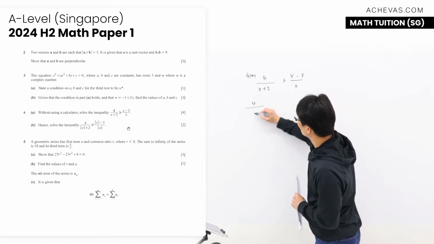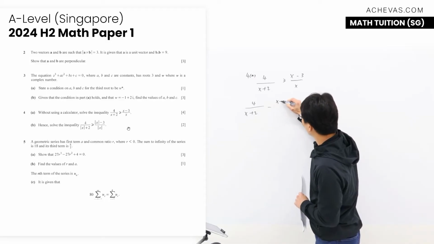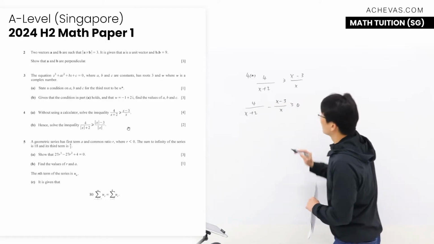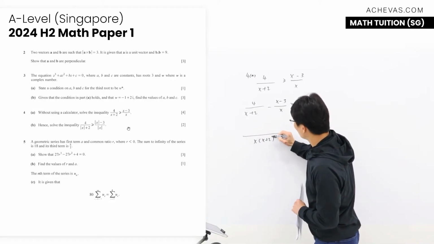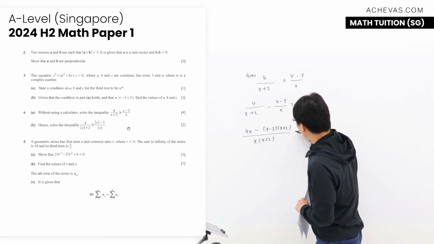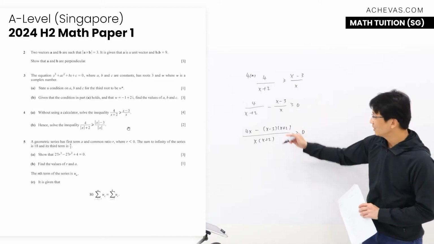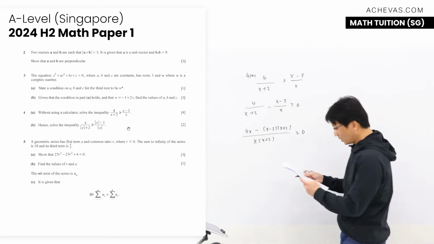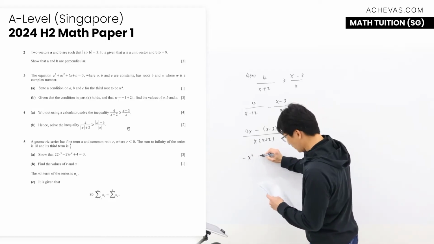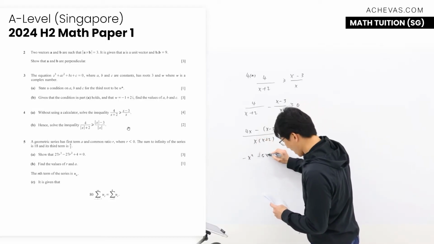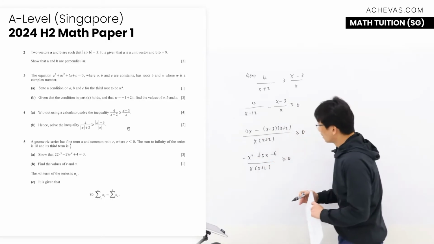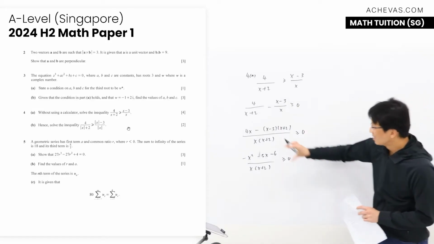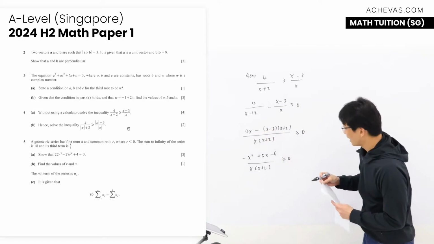The first thing, I'm going to shift everything to the left hand side and make the right hand side equal to 0. I'm going to combine these two terms. I will end up with x times x plus 2 for the denominator. For the numerator, I will get this expression here, and I'm going to expand this and do a bit of simplification. I should be able to get minus x squared minus 5x minus 6 over x times x plus 2 greater or equal to 0. Alright, I'm going to multiply throughout by minus 1, and I will factorize at the same time.